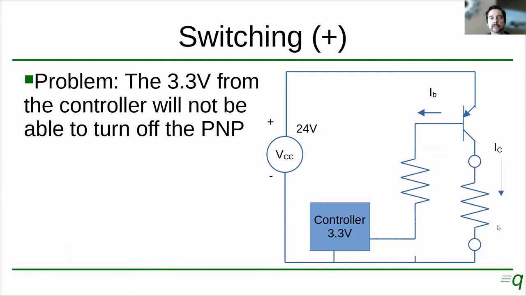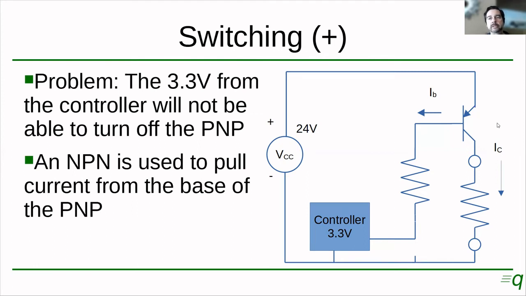Now, we may have a little bit of a problem here. If this is powered with 24 volts, the only way of turning off the transistor is to have a voltage at the base that is close to the 24 volts. Because as soon as this is 0.7 volts below the 24 volts, we're going to have current flowing from the base, causing the PNP transistor to turn on. So if this controller is putting out 3.3 volts, it will not be able to turn off this transistor.